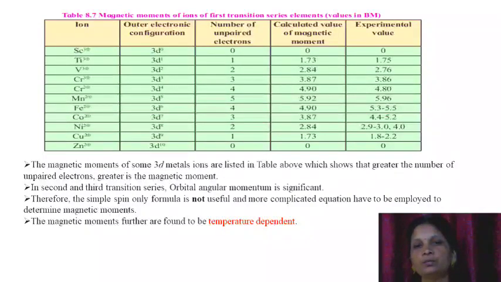The magnetic moment of some 3D metal ions are listed in the table above, which shows their greater number of unpaired electron, greater will be the magnetic moment. In second and third transition series, orbital angular momentum is significant. In case of first series, spin-only magnetic moment is significant, but in case of second and third transition series, orbital angular momentum is significant. Therefore, the spin-only formula is not useful, and more complicated equation have to be employed to determine the magnetic moment in case of second and third transition series. The magnetic moment is found to be temperature dependent.